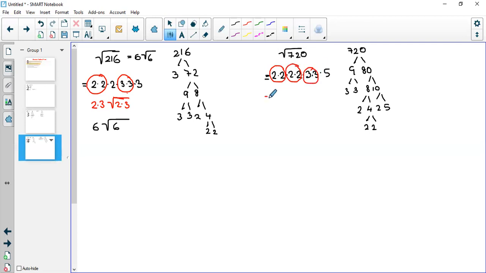So this can be written as 2 multiplied by 2 multiplied by 3. And then this is alone, so we put that inside the square root. So your answer for this question is going to be 2 twos are 4, 4 threes are 12, root of 5. So this is the simplest radical form.